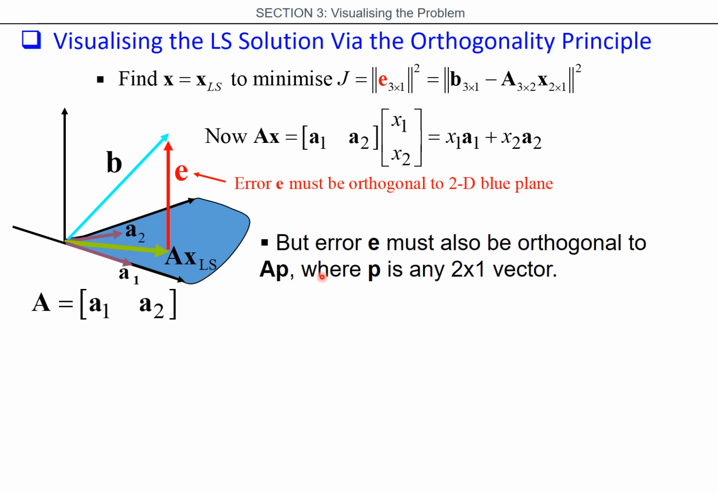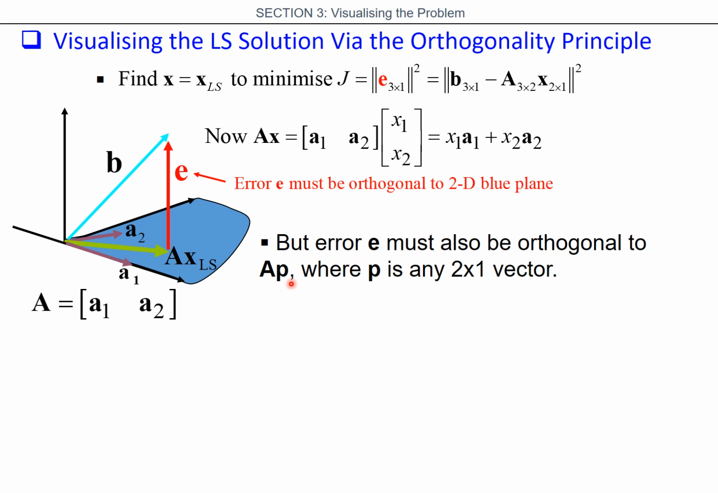So now consider when E is orthogonal to this plane, it must be orthogonal to any vector in that plane. So how do we find any vector in that plane? Because this is not any vector, this is the fixed vector x_LS. This is the solution that we're looking for. So if we choose P as a 2 by 1 vector and A is a 3 by 2 matrix, A times P will give us any point on that plane, or any vector on that plane.